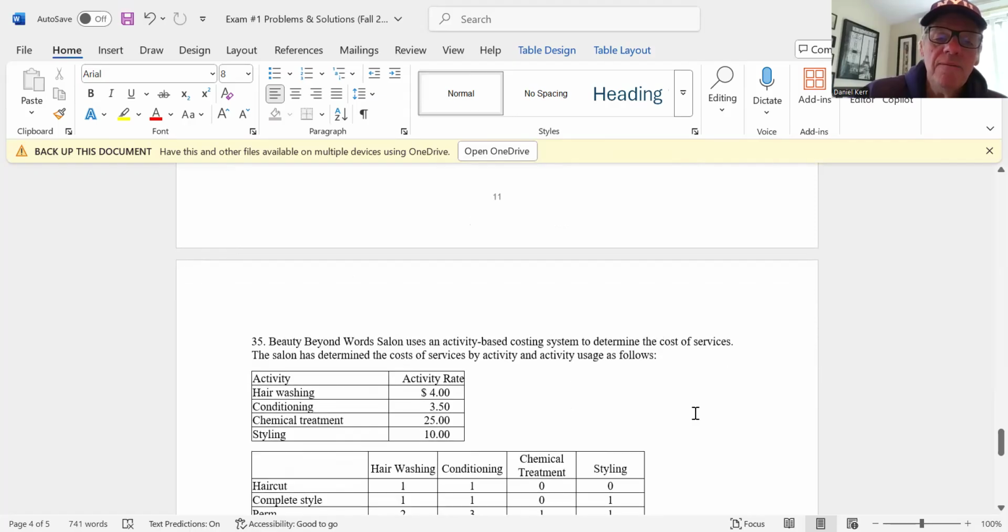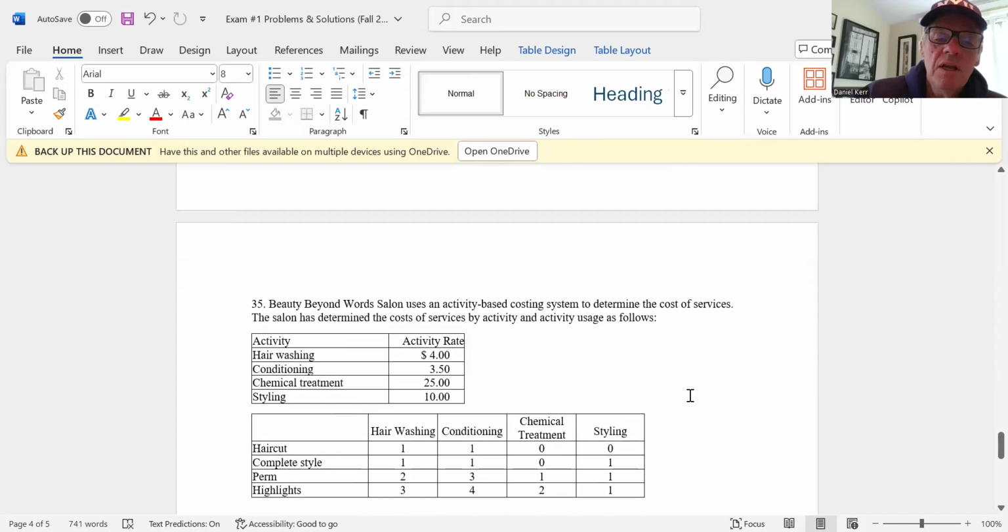Okay, the last one here was an example of an activity-based costing system for a service organization. They give us these activity rates, and they say the salon uses activity-based costing to determine the cost of services by activity and activity usage. So a highlight involves 3 washings, 4 conditionings, 2 chemical treatments, and 1 styling. So you have to go and multiply.